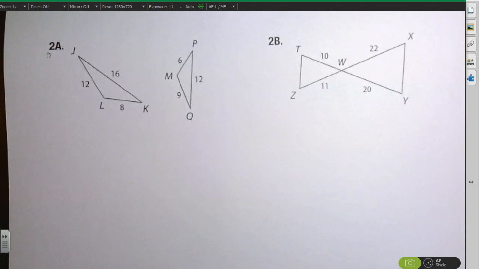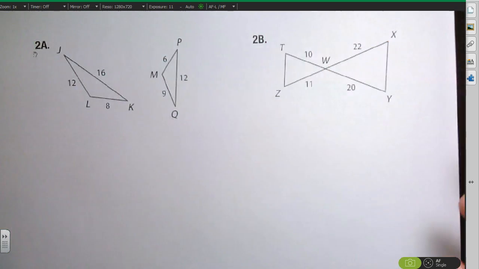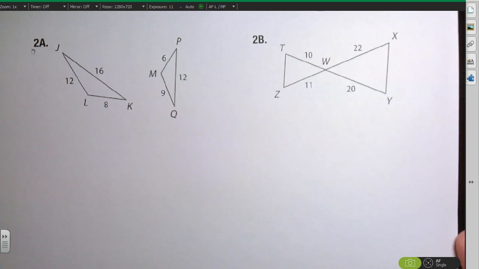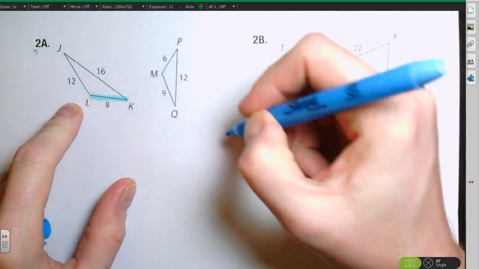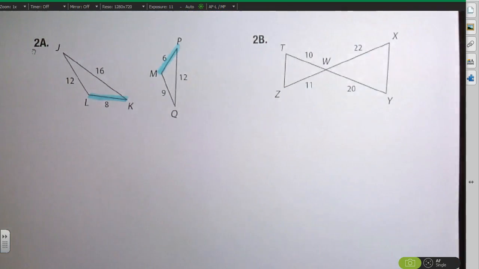All right, so looking at 2A, hopefully this one jumps out at you, at least as your process, that I've got all three pairs of sides marked. So if anything, it's going to be side, side, side. Now what I have to do is figure out, are all the side proportions the same ratio? I would do this mentally, but I can do it with a marker. LK is the smallest side with 8. PM is the smallest side with 6. So those two would have to correspond.